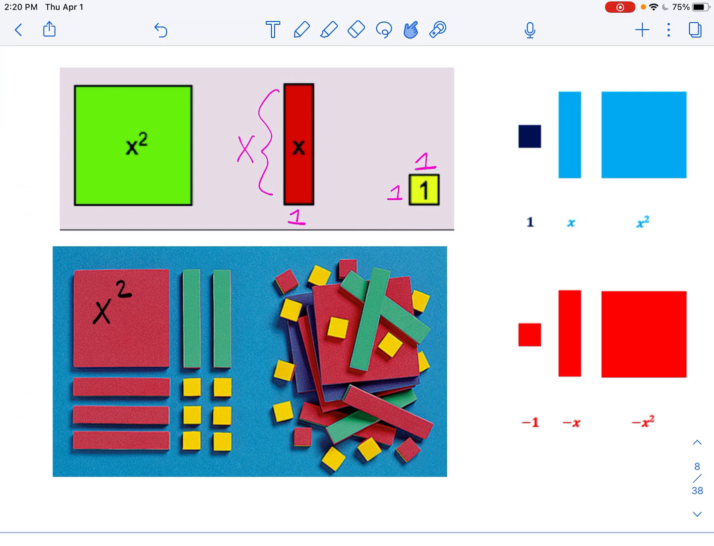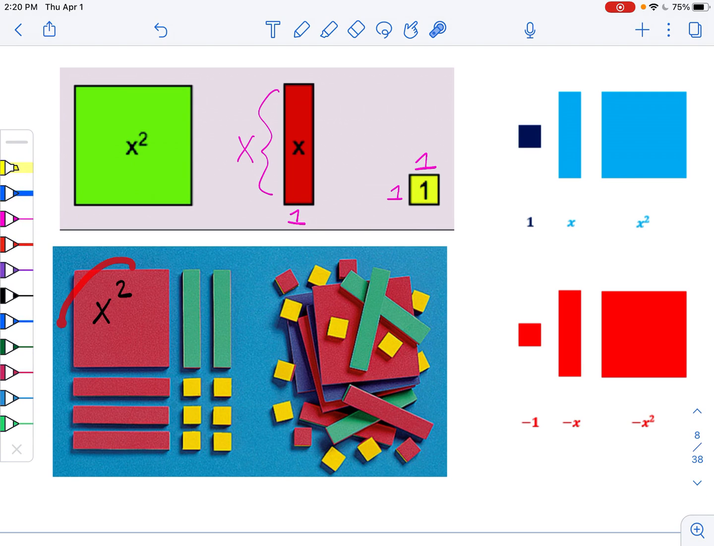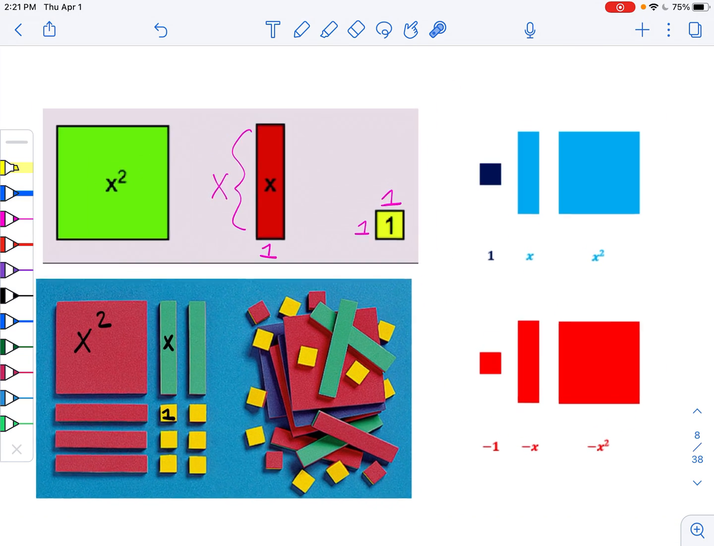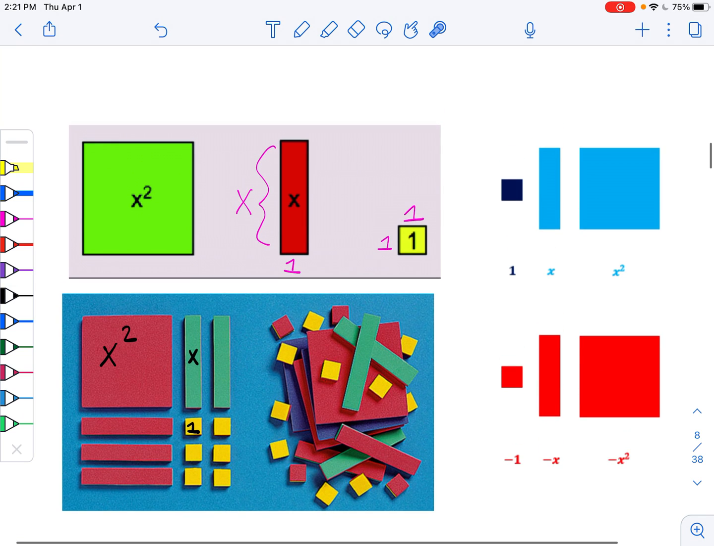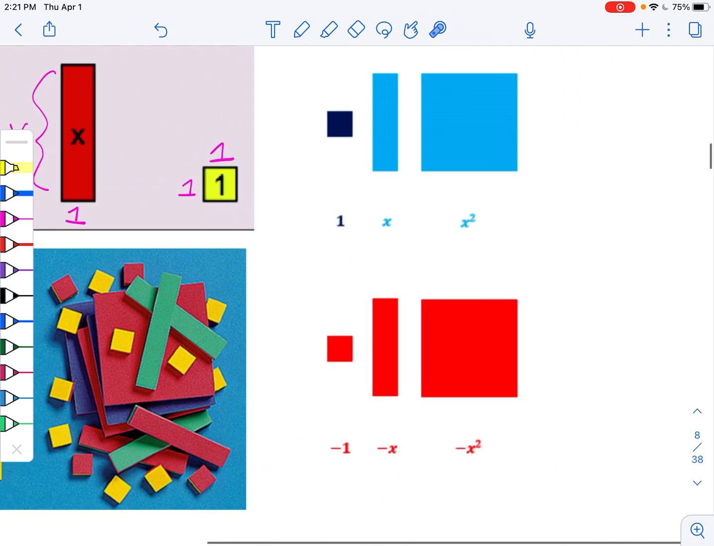So with these algebra tiles, when you see a shape like this, it is an x squared. When you see these skinny rectangular shapes, that's considered to be an x. And when you see the small squares, that's considered to be a 1. And normally a red would be negative, or it just depends. Like normally we have red and blue, or green and yellow. You kind of designate which one's going to be positive and which color is going to be negative.